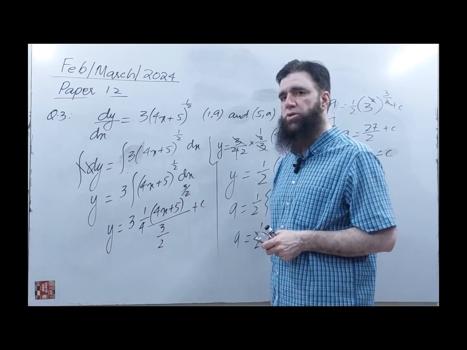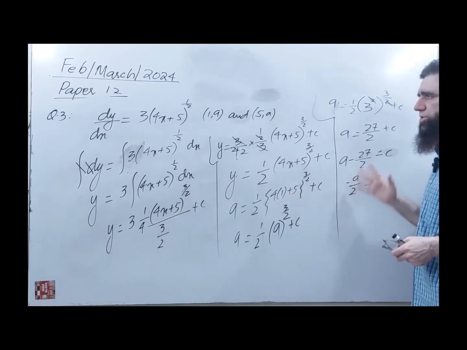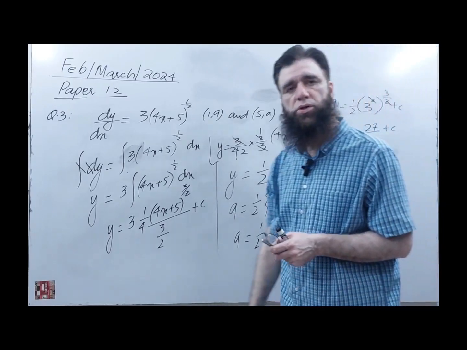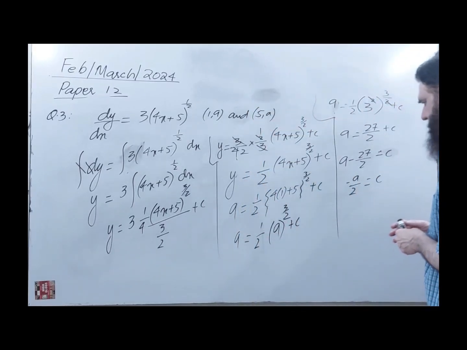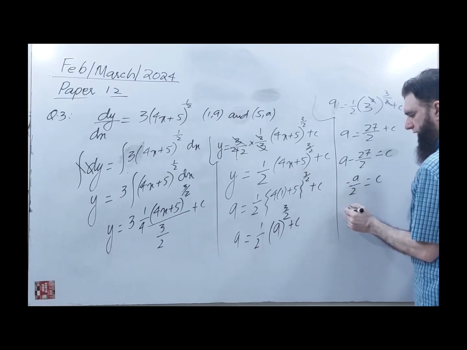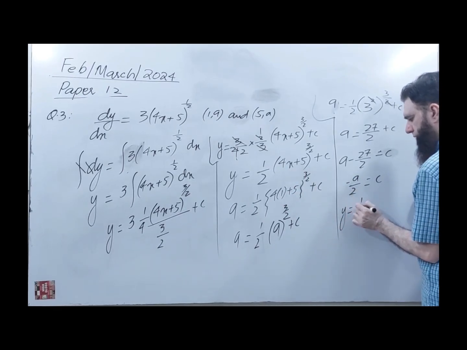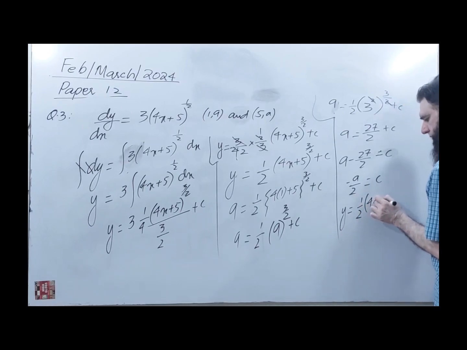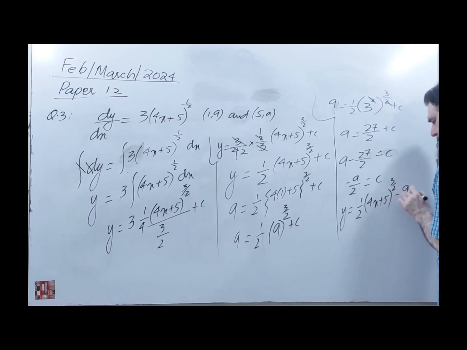I have already told you that inshallah there won't be any conceptual misunderstanding in the question, but there might be some numerical errors, so you can check it yourself. So see, you put c here in this equation. So we get y equals 1 upon 2 (4x plus 5) whole power 3 by 2 minus 9 by 2. This is the complete equation.